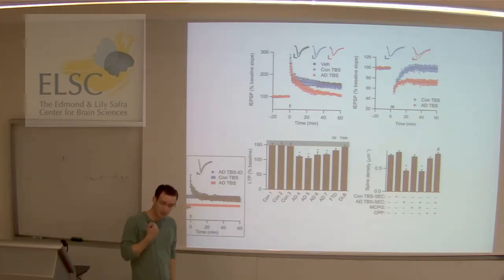So you have a stimulating electrode, and you have a recording electrode. The stimulating electrode sits on the Schaffer collaterals. These are the projections of the neurons that sit in the CA3 region of the hippocampus. You have the basic anatomy of the hippocampus.